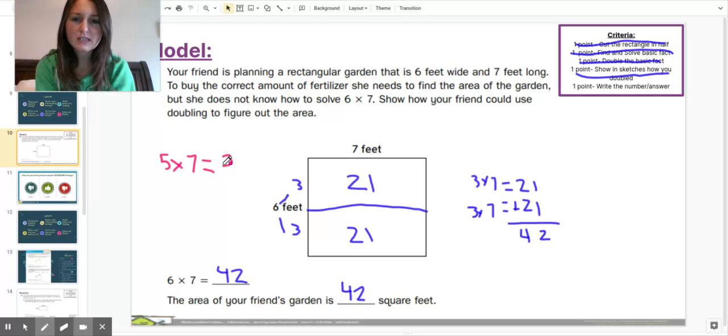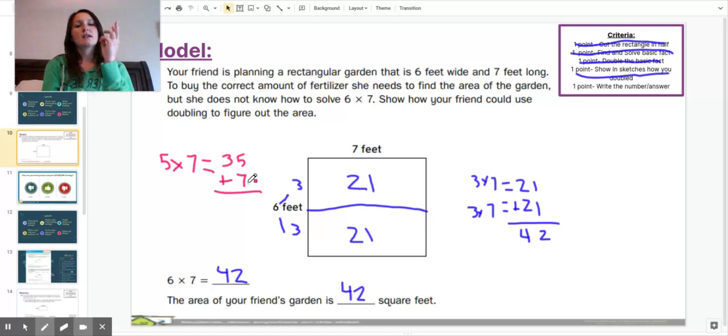And now I just need to add one more group of 7, since that's the number that's the same, and 5, I'm trying to go up to 6, so I need to add another group of 7. This 35 plus 7 also equals 42. 7, 8, 9, 10, 11, 12. Okay, 2, carry the 1. 1 plus 3 is 4. Yep, and I got the same answer, so I know that my answer is correct.